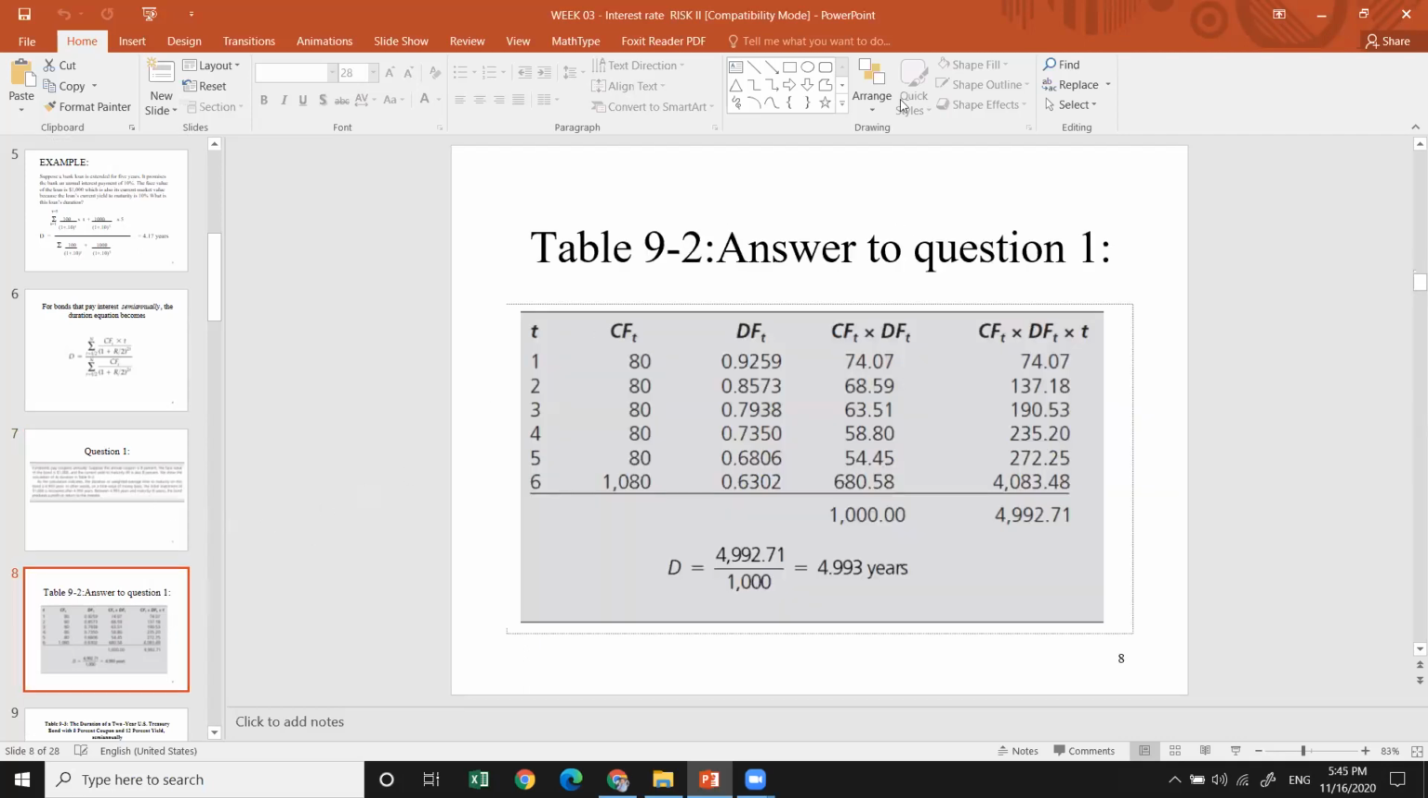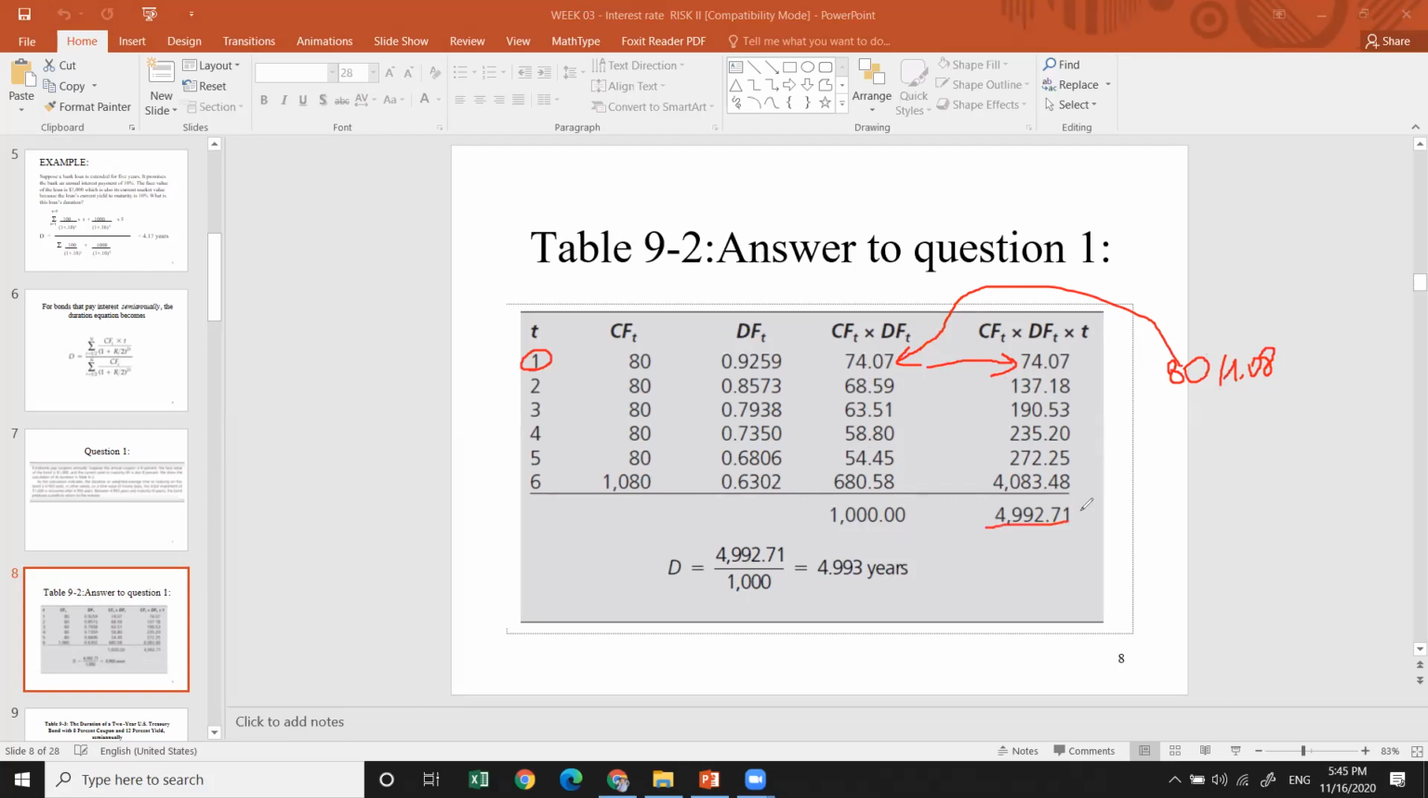So here, 80 divided by 1.08. This will get you to this point. After that, when you multiply by the number of the period, which is 1, you get 74.07. Then when you divide 80 by 1.08 to the power 2, that will get you to the value here, and whatever you get, you multiply by 2.